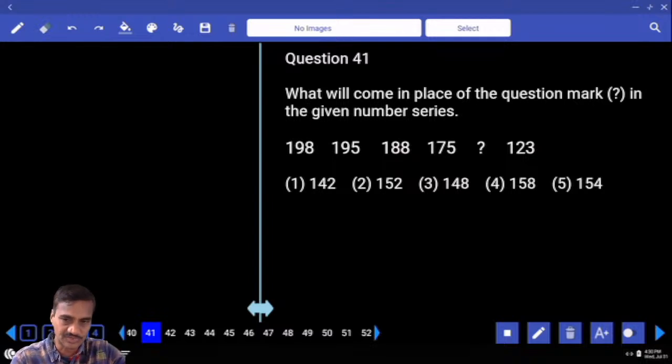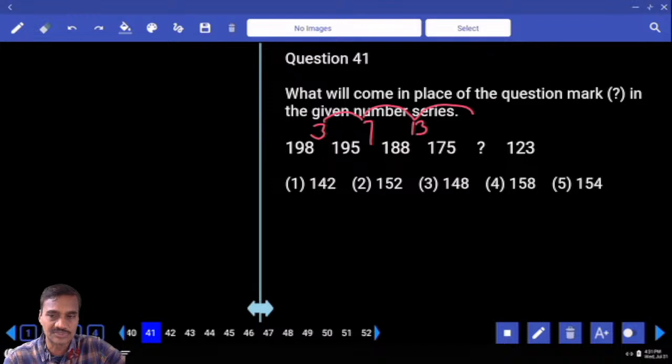Difference. What is the difference? We have 3. And 95 and 88, the difference is 7. 88 and 75, the difference is 13. Now 3 and 7 plus 4 plus 6 plus 8, 13 plus 8, 21. And 21 must be added to this one. 75 plus 21, 96.